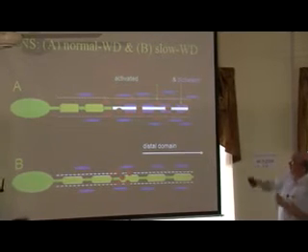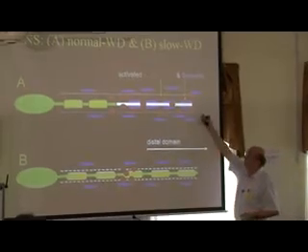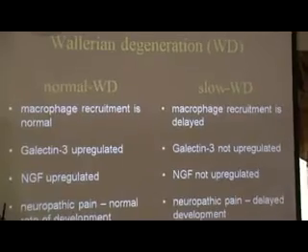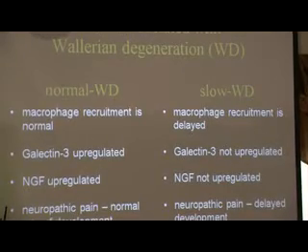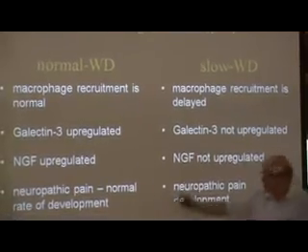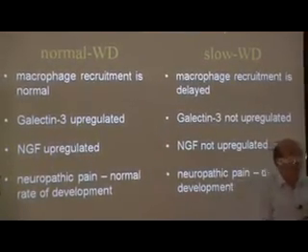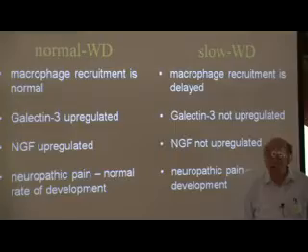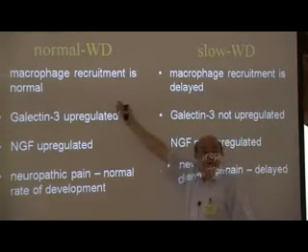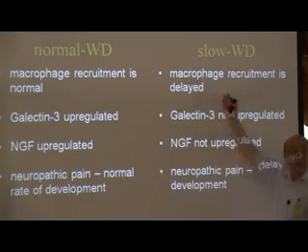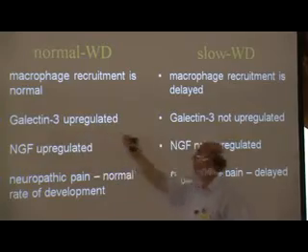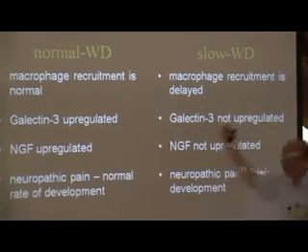So here we have the difference between normal Wallerian degeneration and slow Wallerian degeneration. And here I put a list of events that are associated with normal and slow Wallerian degeneration. I could have chosen additional features, but I chose only 4. And if you compare those, you find that macrophages are recruited normally, but recruitment is delayed in slow Wallerian degeneration. Galectin-3 is upregulated normally, not in slow Wallerian degeneration.